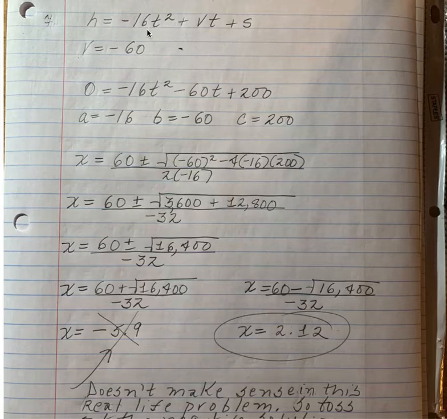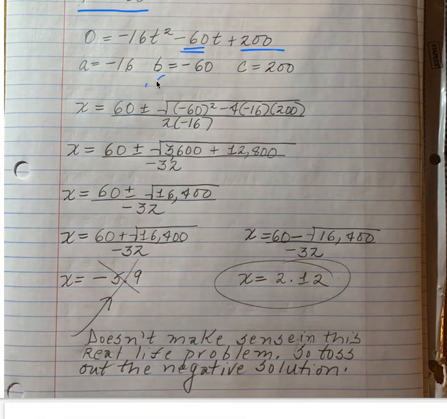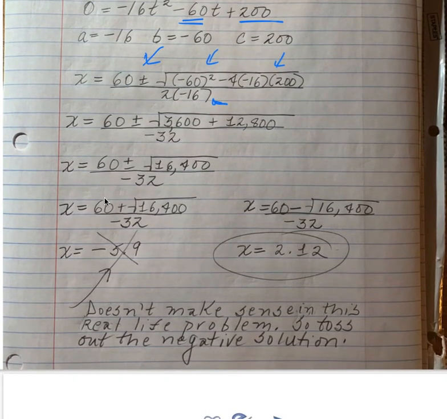All right, so h equals negative 16t squared plus vt plus s. They're telling us that v is equal to negative 60, so I'm putting that into this equation. We still have the initial height of 200, and I'm just using the quadratic formula just like we did before, putting all of these numbers into their appropriate places and crunching all the numbers out. I start off with this one. I end up with 60 plus the square root of 16,400 divided by negative 32. When I do, I get x is equal to approximately negative 5.9 seconds.